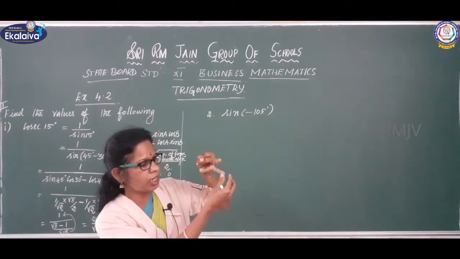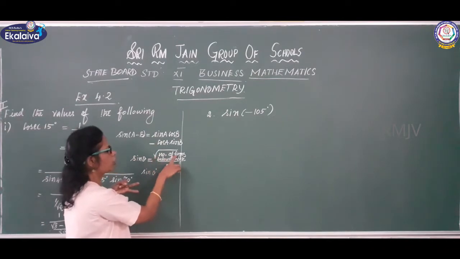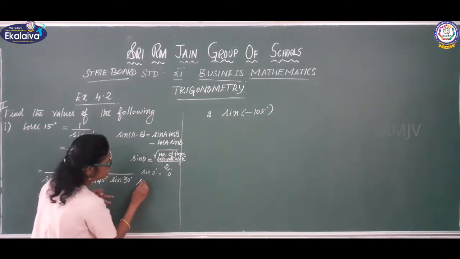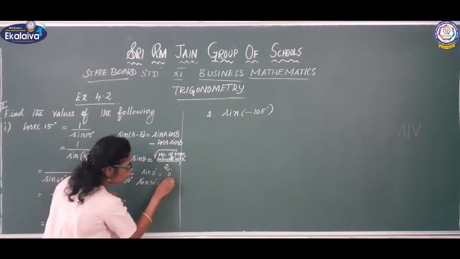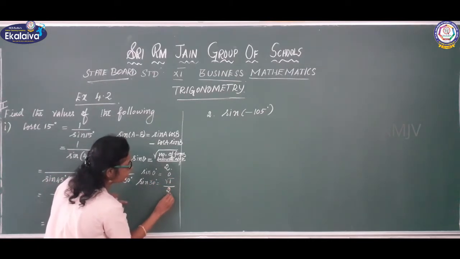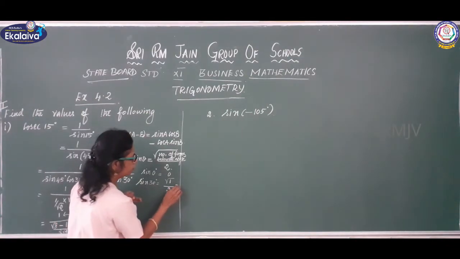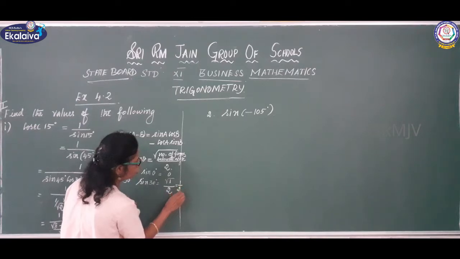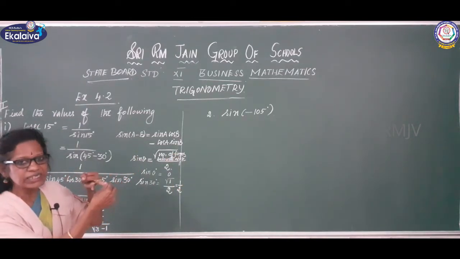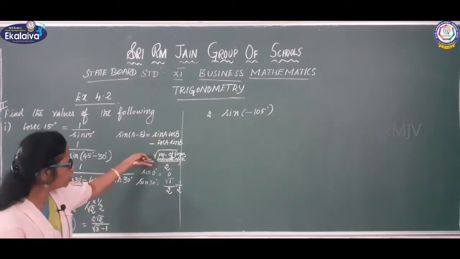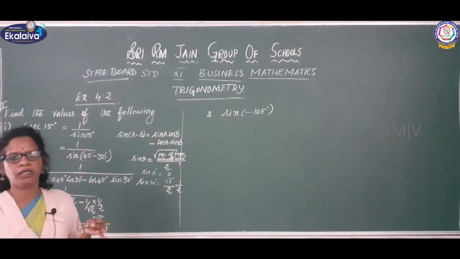Below 30 degree, how many fingers are there? Only one finger. So sin 30 degree equals square root of 1 divided by 2. Square root of 1 is nothing but 1, so 1 by 2. Got it? This is 0 degree, this is 30 degree. The formula, what I said, is square root of number of fingers below the angle.